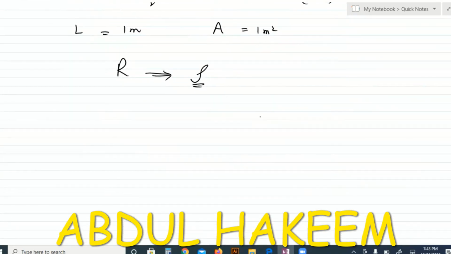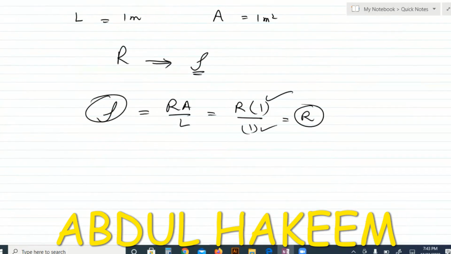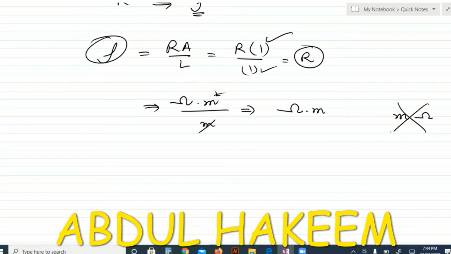So the resistivity rho is equal to RA over L, with area 1 and length 1. That's why resistivity and R are equal when length is 1 and area is 1 unit square. Now, resistance is measured in ohm, area in meter square, length in meter, so one meter cancels. So the unit for resistivity is ohm meter. Don't write meter ohm, because that is represented as milliohm. So ohm meter is the unit for resistivity.